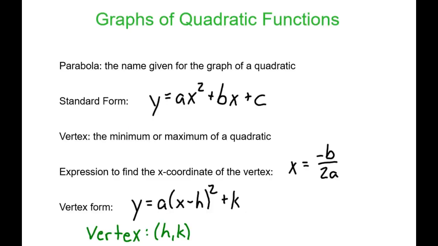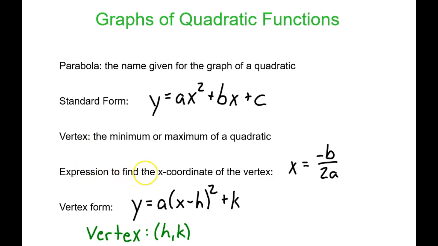Next, we're going to look at the graphs of quadratic functions, talk about some of the main ideas. So first of all, the name given for the graph of a quadratic function is called a parabola. It's going to be U-shaped, and you'll see that once we start graphing some of these examples. The standard form for a quadratic function is y equals a times x squared plus b times x plus c. The vertex refers to the minimum or maximum value of a quadratic.